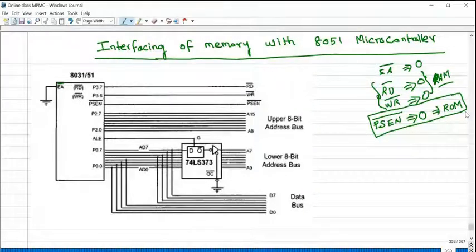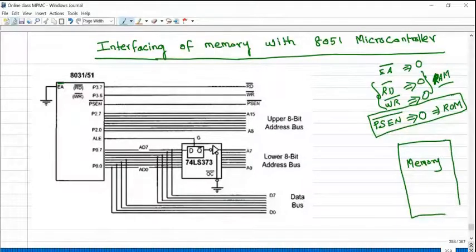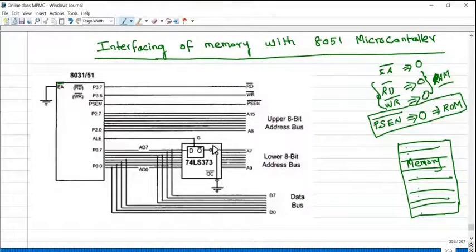Next, if you look at the memory structure, say for example, 8 rows are there, 1 to 8, 8 cross 8. What do you mean by 8 cross 8? This memory has 8 registers. Each register can store 8-bit information. So this is called a word.